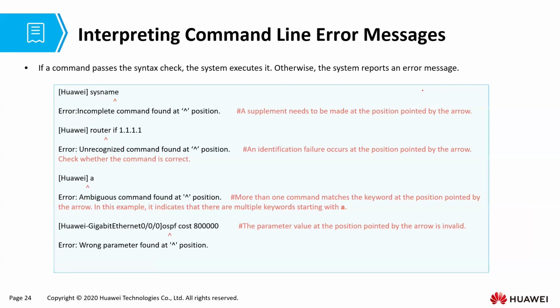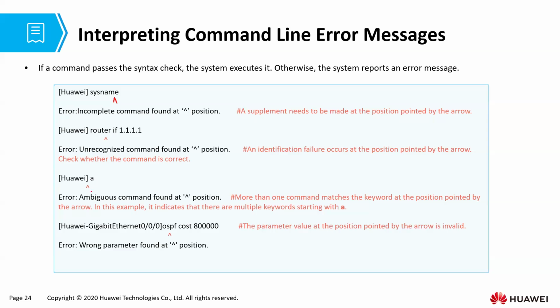Errors. If you enter a wrong command, you get error messages and they tell you the exact position of your error. In this case, sysname, incomplete command. Why is this command incomplete? Sysname. Okay, the name is not there. Probably that's why it's an incomplete command, and you can see it highlights that there's an error there. A router IF. Not sure why there's an error there.